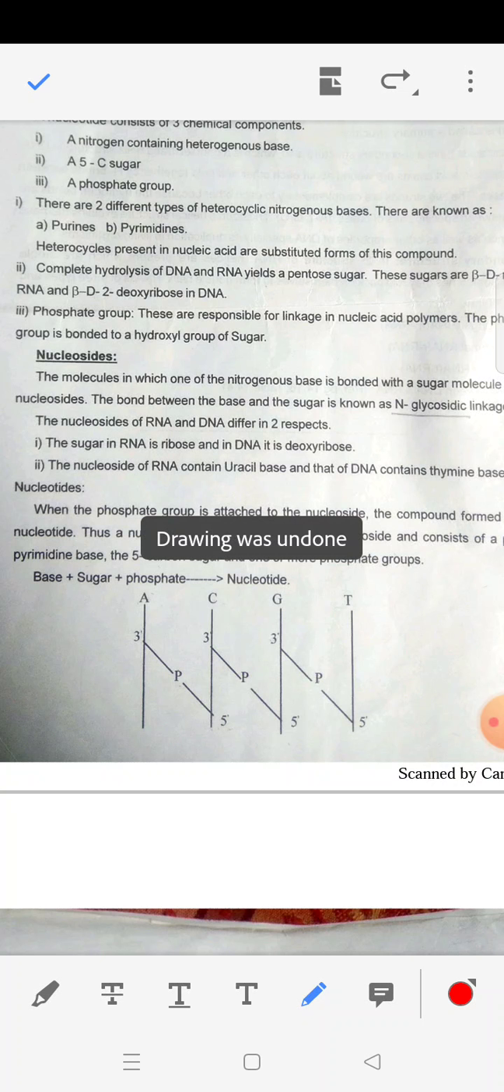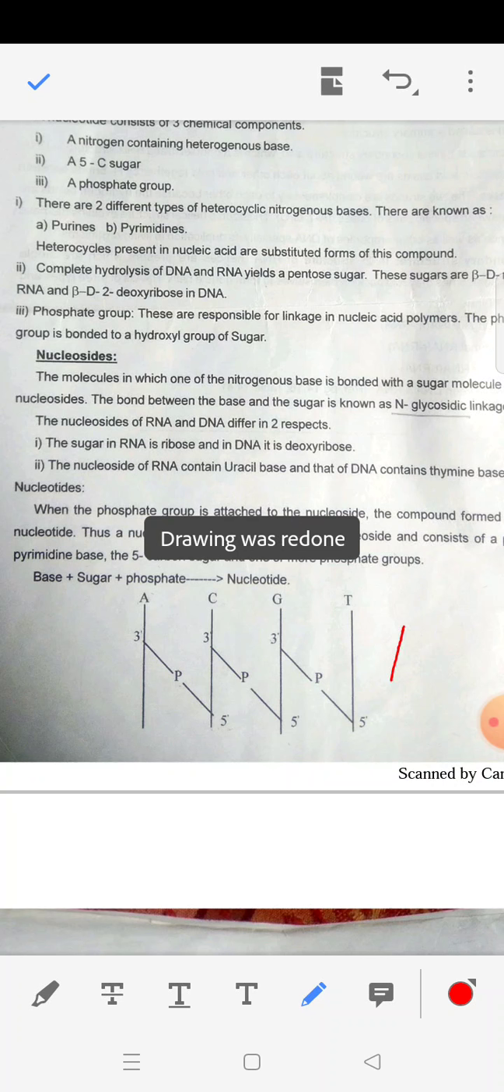You can see here the nucleosides of RNA and DNA differ in two respects. The sugar in RNA is ribose, and in DNA it is deoxyribose, actually 2-deoxyribose. That means from the 2 position the oxygen is removed. The nucleosides of RNA contain uracil base, and that of DNA contains thymine base. Okay, so that is one very important difference.